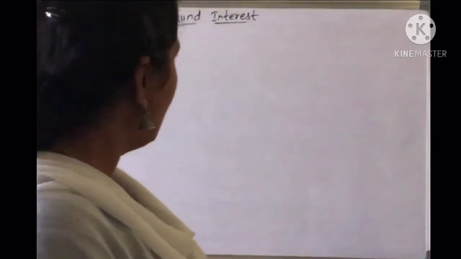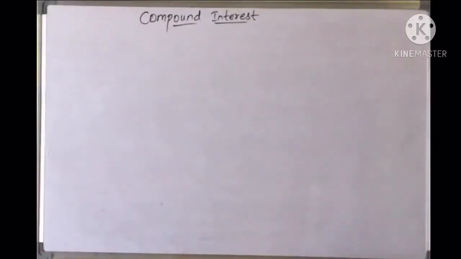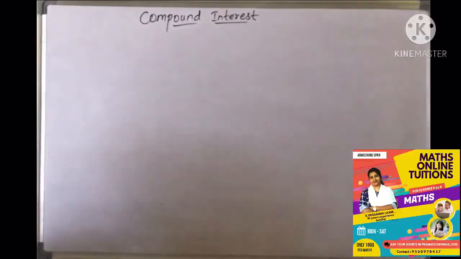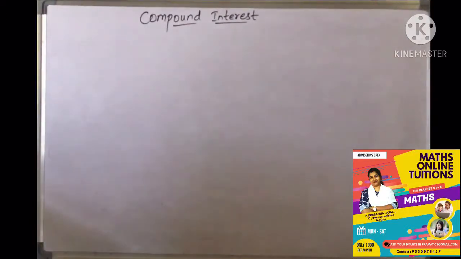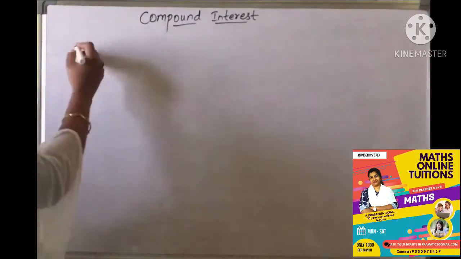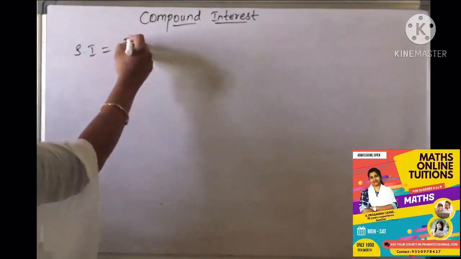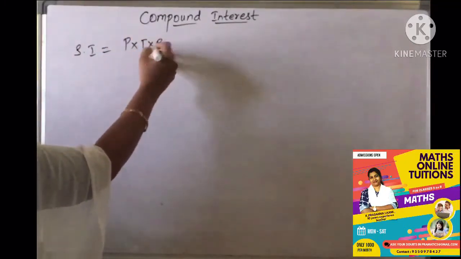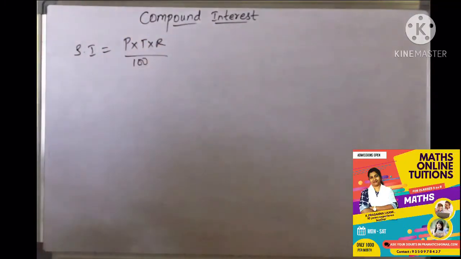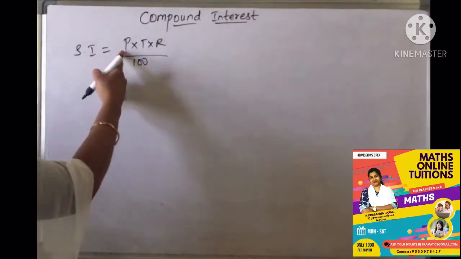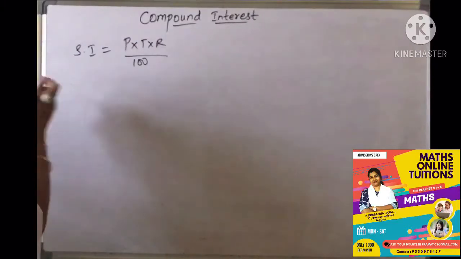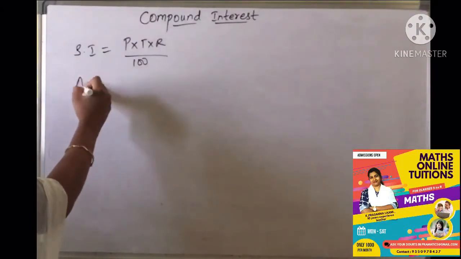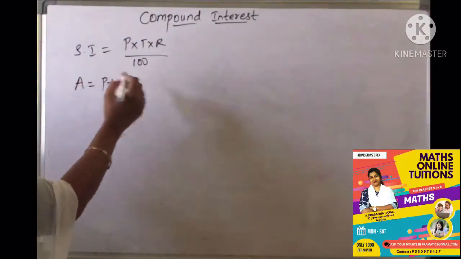Here in this video, I am going to explain what is compound interest. In class 11 you will have learned simple interest, right? And the formula for computing simple interest and amount. Simple interest is nothing but P into T into R by 100. Here, P is the principal, T is the time period, R is the rate of interest, right? And how to find the amount here? Amount is nothing but principal plus interest.